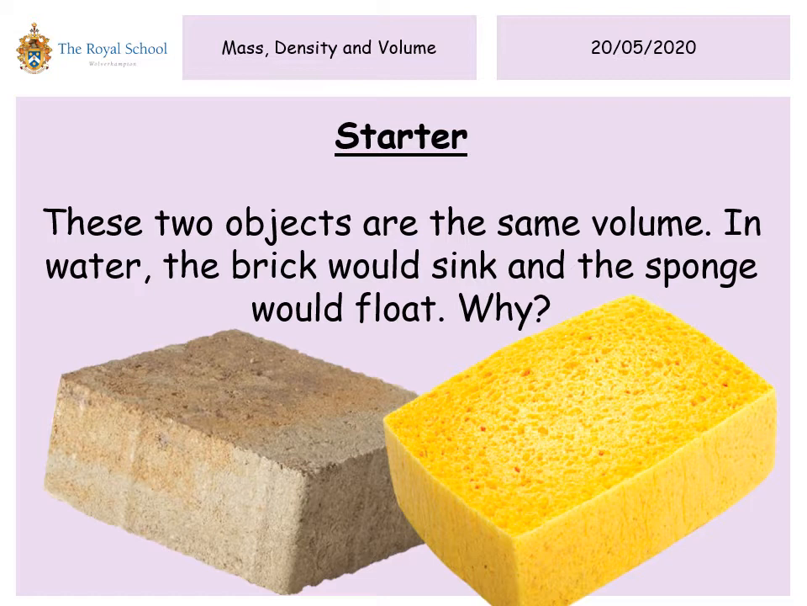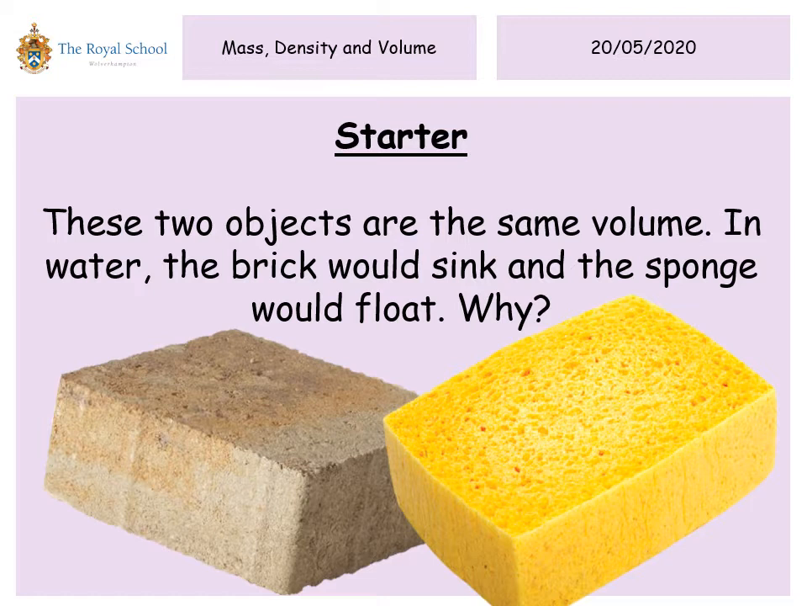So this is linked to today's topic, which is mass, density and volume. Now we're told that the volume of these two objects is the same, so that can't affect whether one would sink or float on its own. The mass as well alone does not affect whether something sinks or floats. So the brick would sink obviously and the sponge would float. The brick has a greater mass, but mass alone doesn't dictate whether something could sink or float.